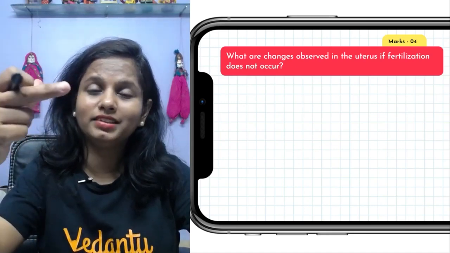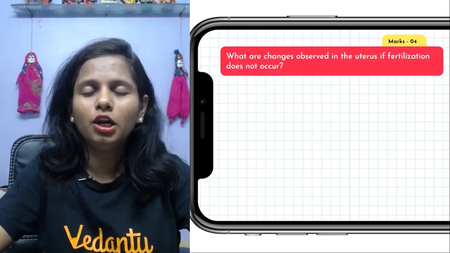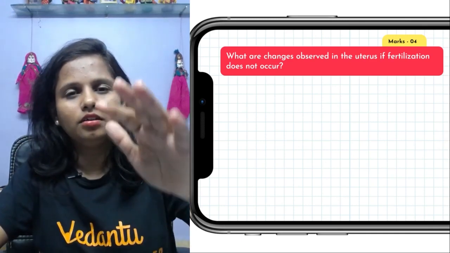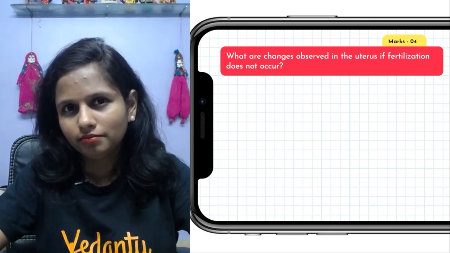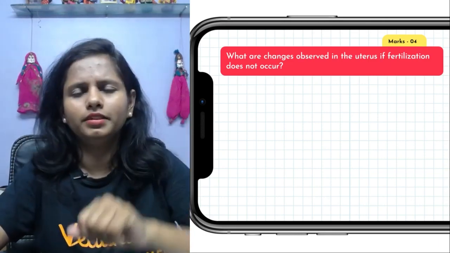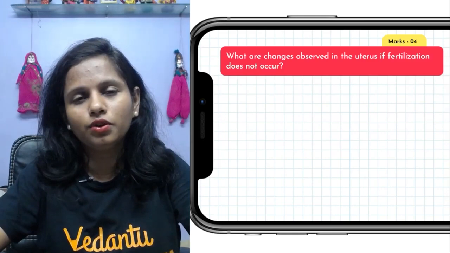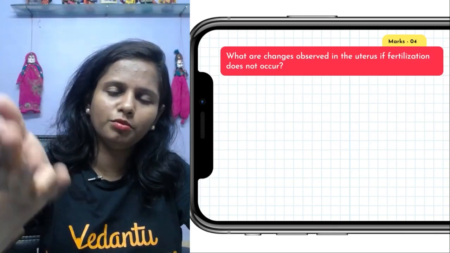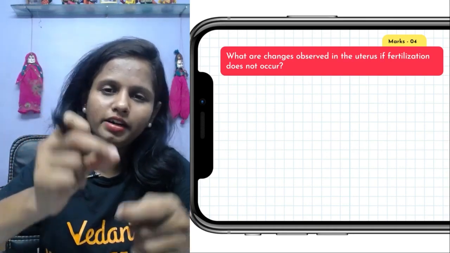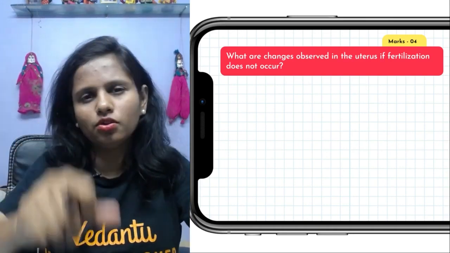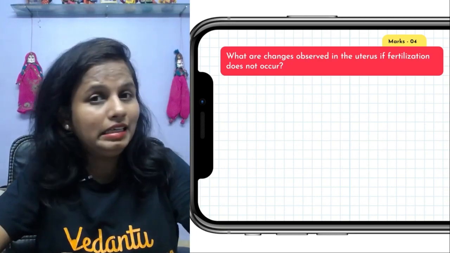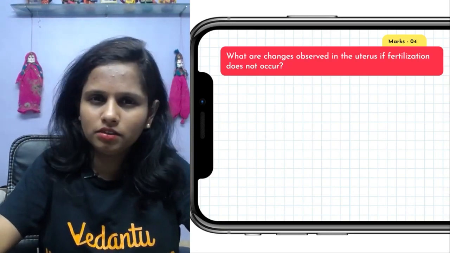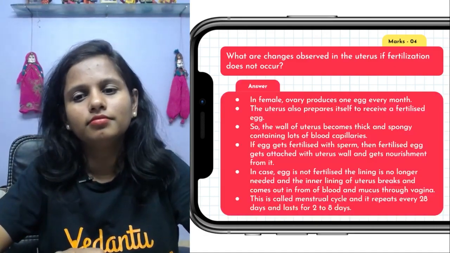It finally breaks and is shed out along with blood and mucus and the tissues of the degenerating egg in the form of menstrual blood. And then the same cycle will repeat. This entire cycle is what we call the menstrual cycle, right from the release of the egg to the preparation of the endometrium till its degeneration and breakage. The entire cycle lasts for 28 days, and the bleeding phase extends from 2 to 8 days, varying from person to person, right?